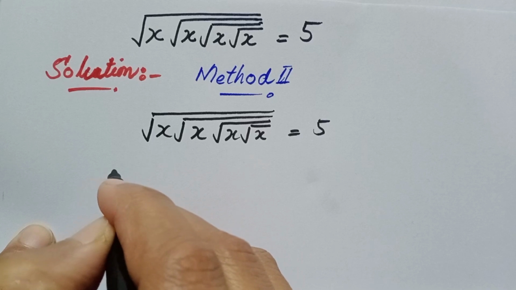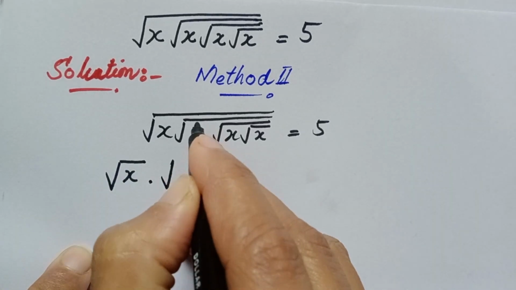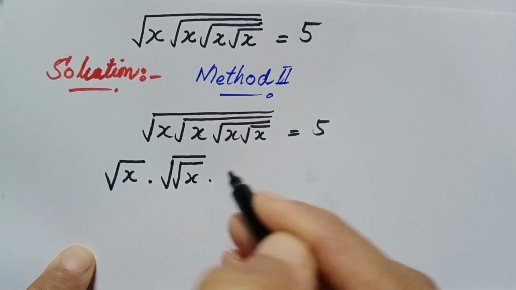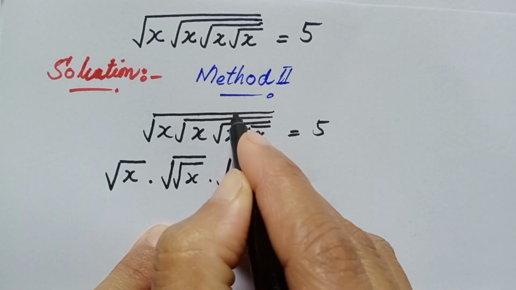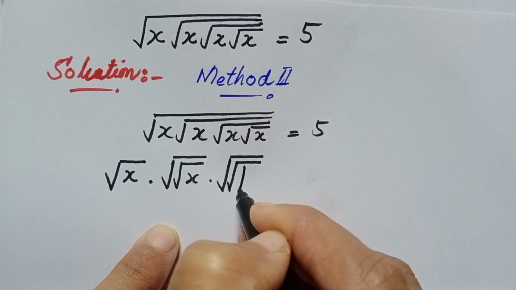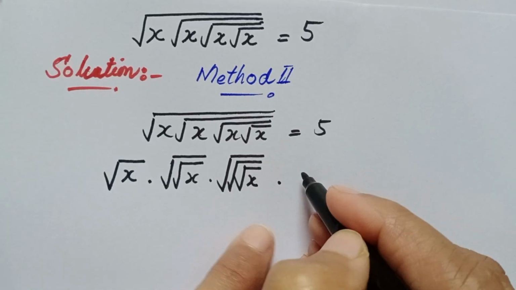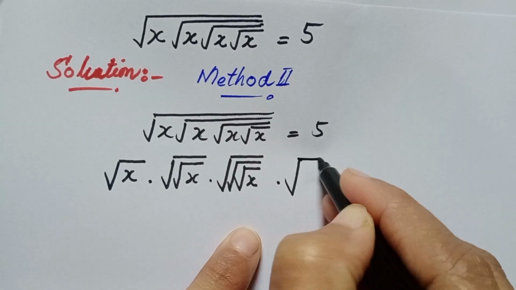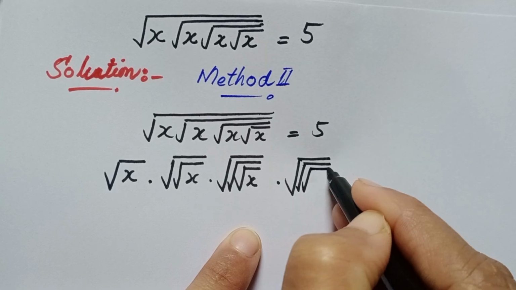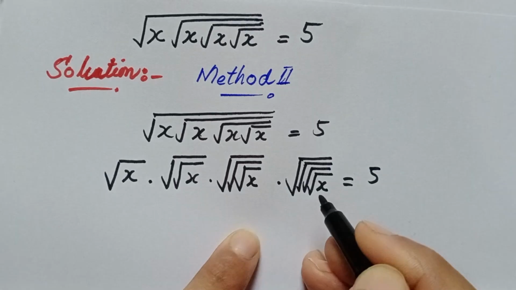Then we can write square root x times, this x has 2 square roots, times this one, 1, 2, 3 square roots, again square root x. Here we have 1, 2, 3, 4 square roots. So here we have square root, again square root, square root, square root x is equal to 5.